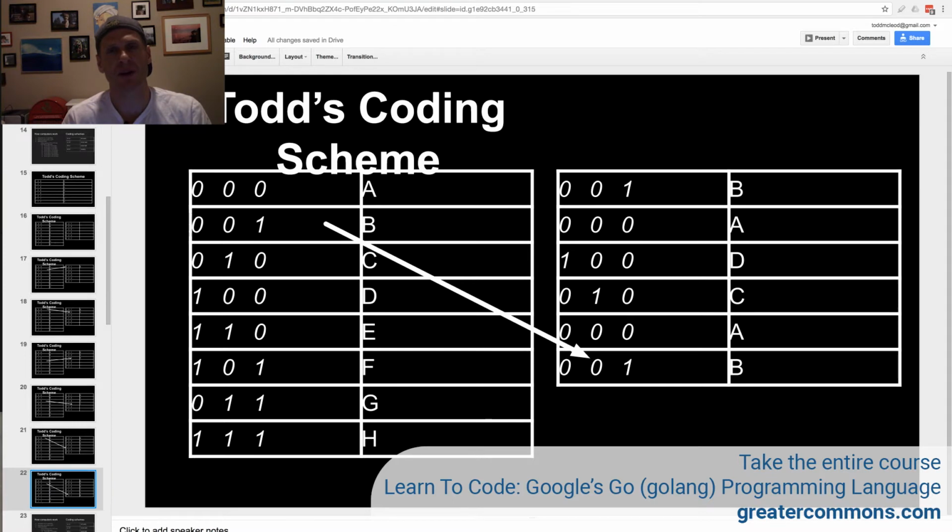But that's an example of coding schemes and how, if we had circuits stored in an arrangement of on and off, we could use a coding scheme to translate those to letters of the alphabet.